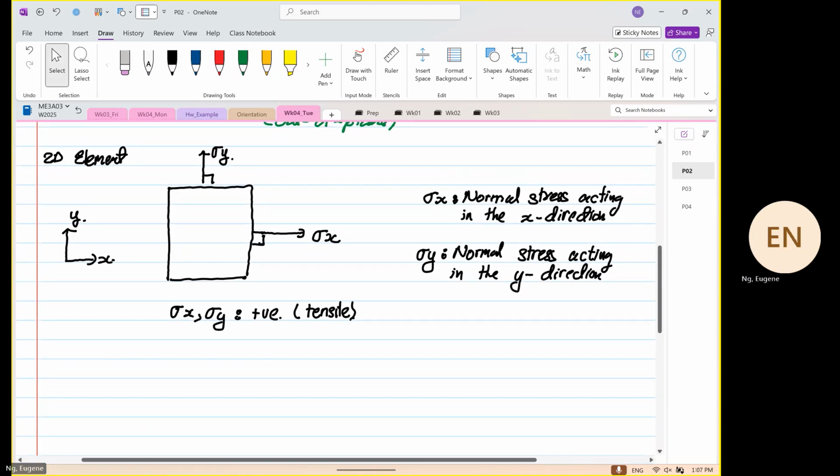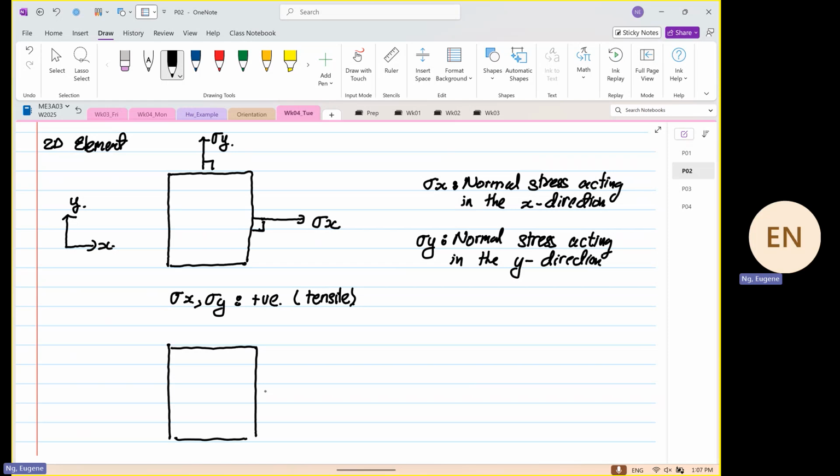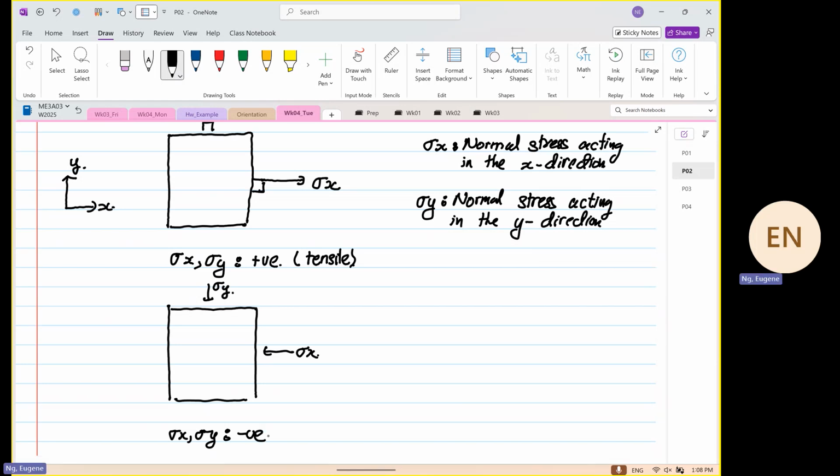If we were to look at another element, we have a stress state where this is our stress X and this is our stress Y. The difference with this one and the other one is both stress X and stress Y are negative, pointing towards the surface. Negative denotes that it's under compression.